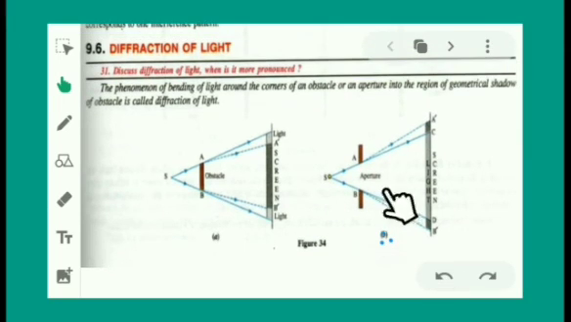So what is diffraction? Diffraction is the bending of light around the edge of the obstacle or encroachment of light into the geometrical shadow. So, what is the definition of diffraction of light? The phenomenon of bending of light around the corners of an obstacle or an aperture into the region of geometrical shadow of the obstacle is called diffraction of light.